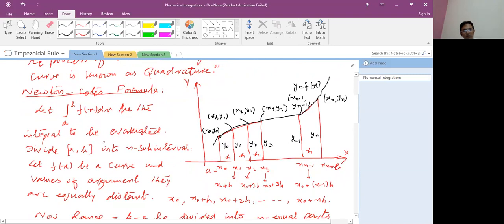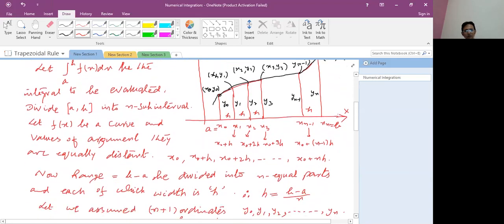So now we will start. Let the integral from a to b of f of x dx be the integral to be evaluated. If we divide ab into n subintervals, let y equals f of x be a curve, and the values of the argument are equally distant. These are the argument values x0, x1, x2, x3, x(n-1), xn, and these are the ordinate values y0, y1, y2, yn.